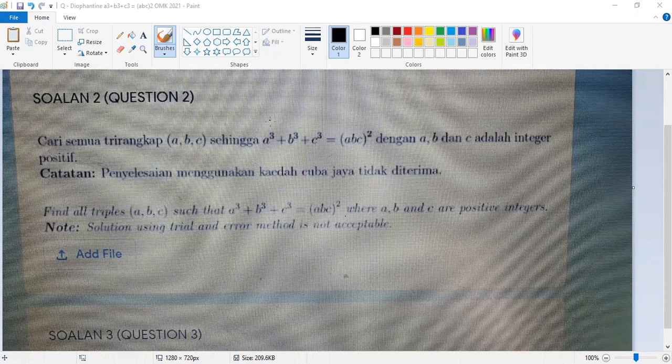It says: find all triples ABC such that a cube plus b cube plus c cube equals ABC whole thing square. That means they want triplets that satisfy this, where ABC are positive integers. Solution using trial and error method is not acceptable. It's not mathematical reasoning. It's quite a common thing, so they put it here very clearly. Please take note.